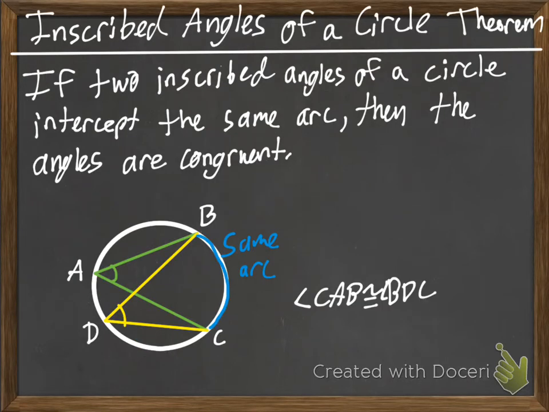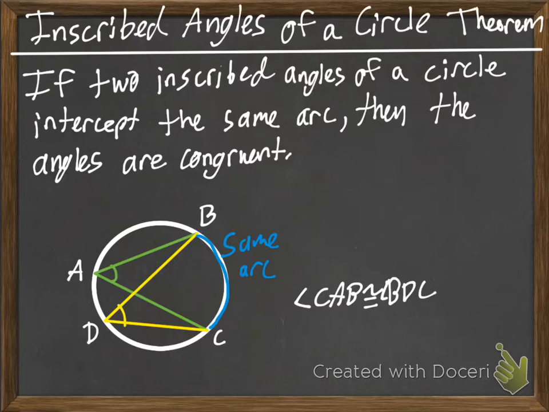Now let's talk about the inscribed angles of a circle theorem. This is talking about if we have two inscribed angles. If two inscribed angles of a circle intercept the same arc, so they have the same intercepted arc, then the angles are congruent. If we've got two inscribed angles, like we have down here, the green inscribed angle and the yellow inscribed angle, and they're both intercepting this same arc in blue, we can say that those two angles are congruent.